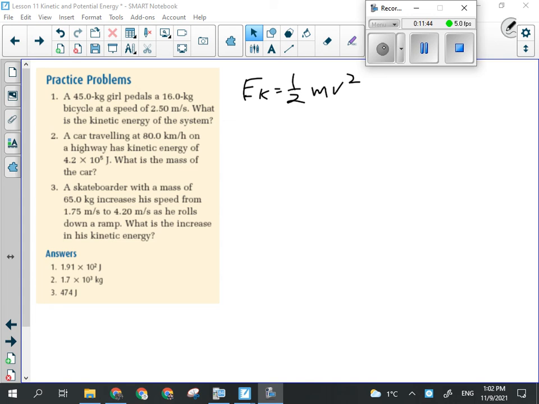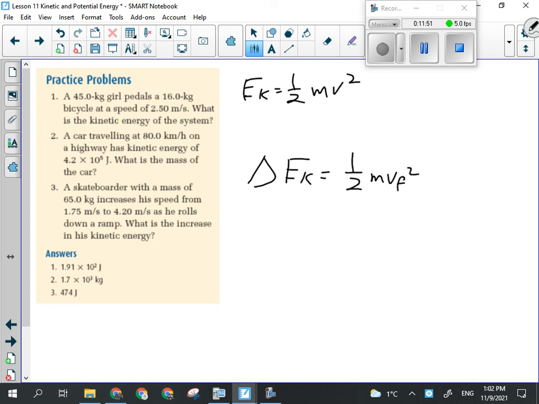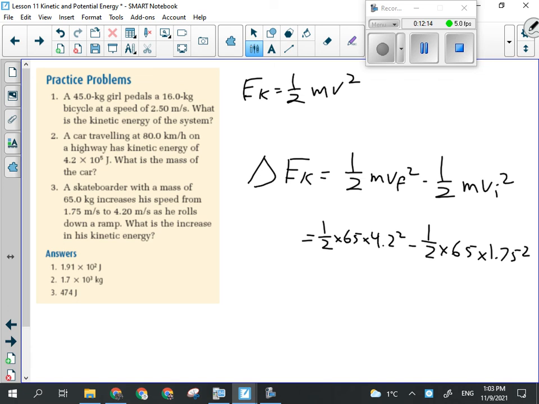All right, so all we have to do is say the change in kinetic energy is going to be 1/2 mvf squared minus 1/2 mvi squared. Final minus initial, and that's how we calculate the change in anything. So I just have to plug in my numbers: 1/2 times 65 times 4.2 squared minus 1/2 times 65 times 1.75 squared. When we do that, we should get 474 joules as our change in kinetic energy. Are they all right with that?